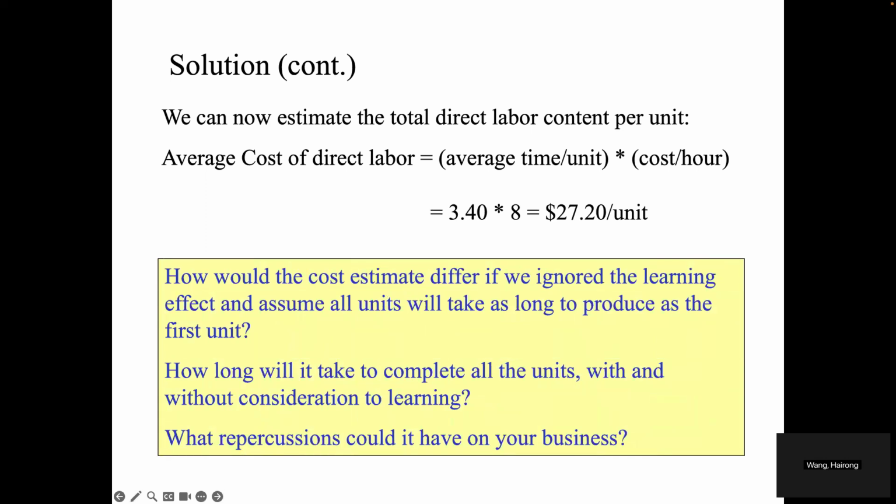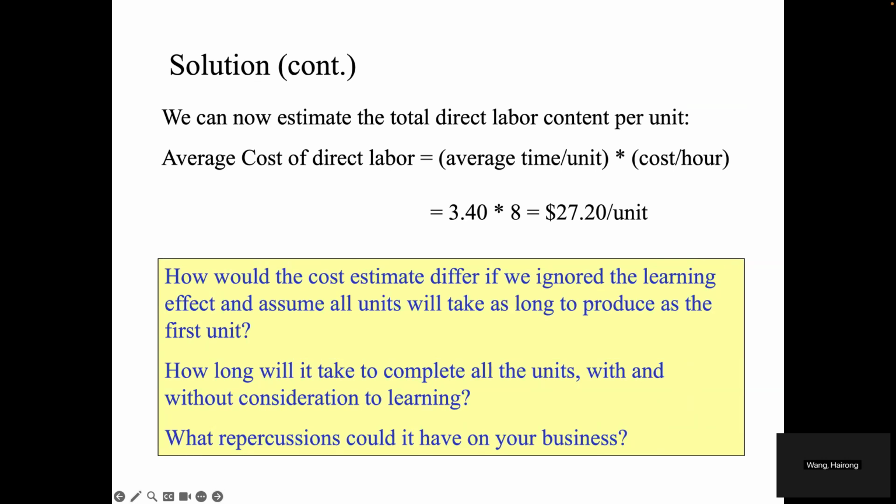And the last question is, what repercussions could it have on your business? The question leads us to consider what the difference is if we consider the learning effect or do not consider it. Overpricing, losing the competitive edge, inefficient resource allocation, or inaccurate financial forecasting and budgeting. These kinds of things will happen if we do not consider the learning effect.